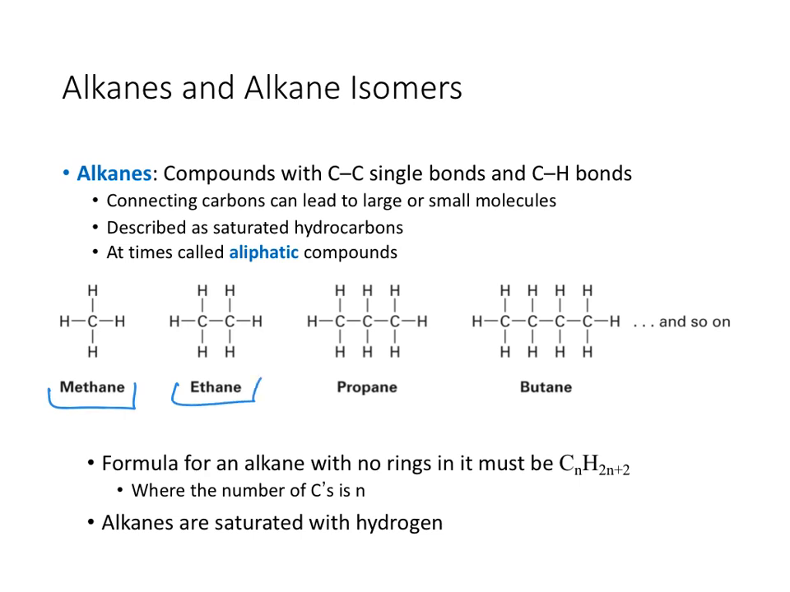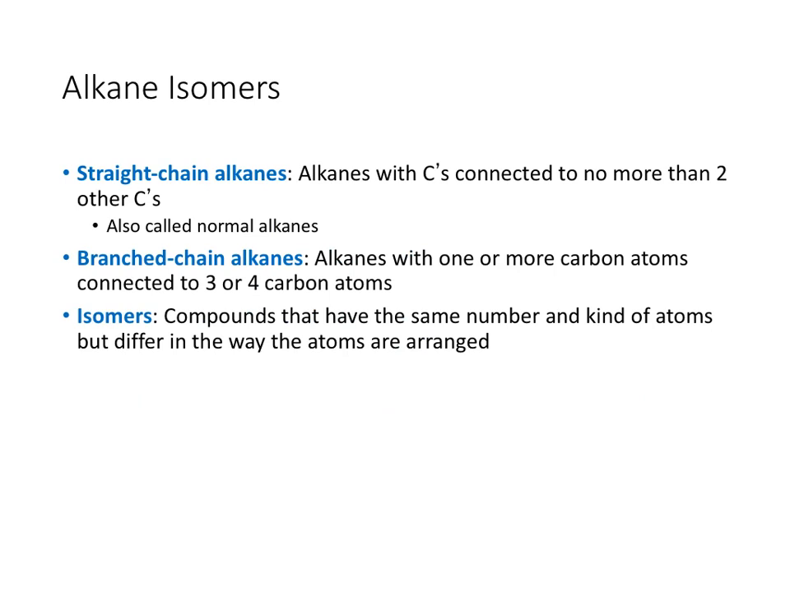Ethane has 2 carbons and 6 hydrogens. Then you have propane and butane. The formula for an alkane with no rings is CnH2n plus 2, where n is the number of carbons. And we say that alkanes are saturated with hydrogen, meaning each carbon has the maximum number of hydrogens it possibly can have. There are a variety of alkane isomers.